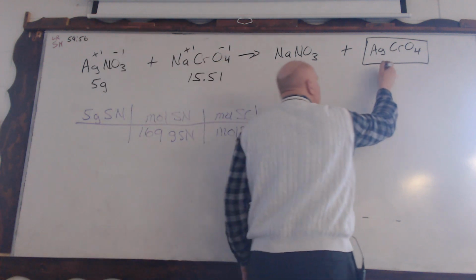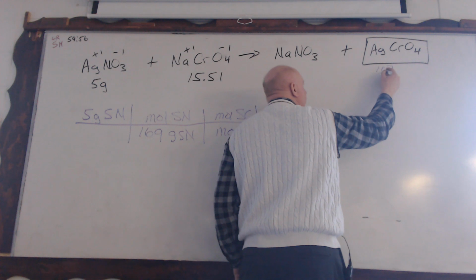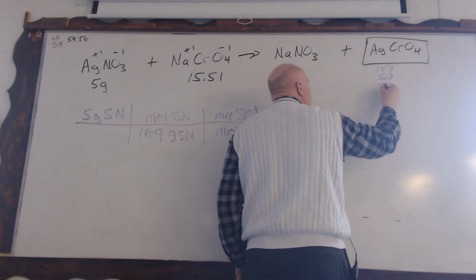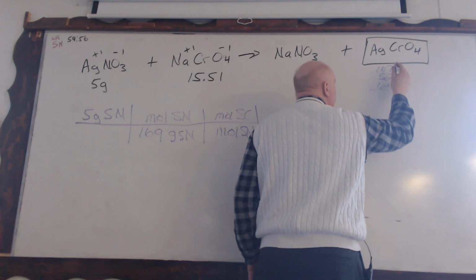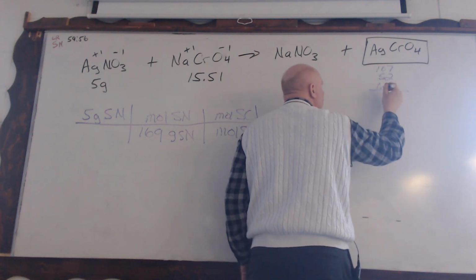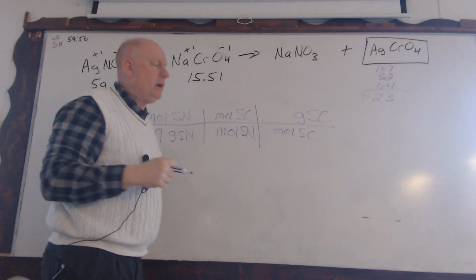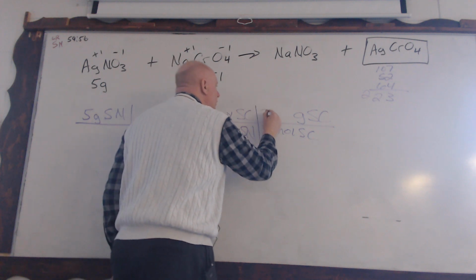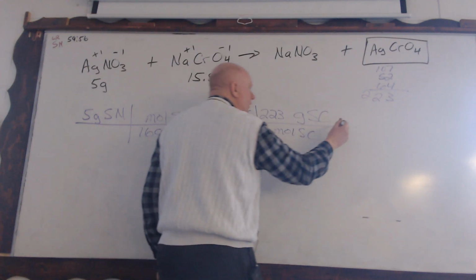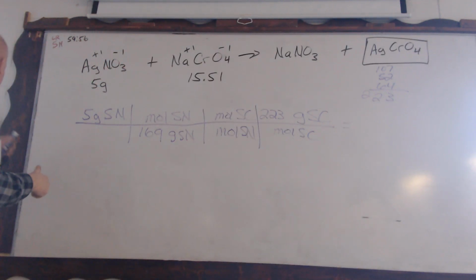So that means this is roughly 107 silver. Chromium is what, 53? 52. Okay. And then 64. So 9, 13, 1, 6, 12. So around 223. Okay. So 223 grams of silver chloride. I did it again, silver chromate.